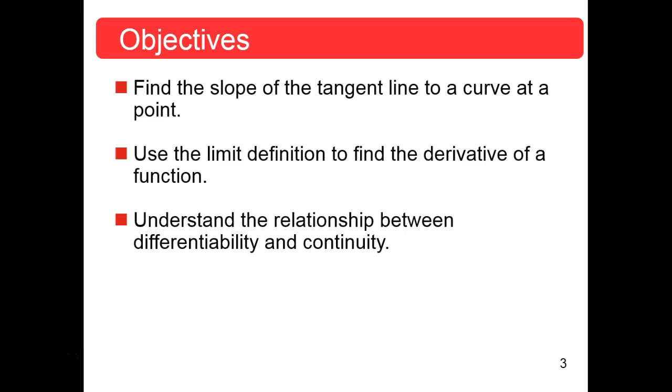Find the slope of the tangent line to a curve at a point. Okay? Slopes usually are given from 2 points. Now we have to find the slope at a single point. So our good old slope formula, we're going to use it to some extent, but in a limit sense. We'll use the limit definition to find the derivative of the function. Yes, that sounds like a lot of fun.